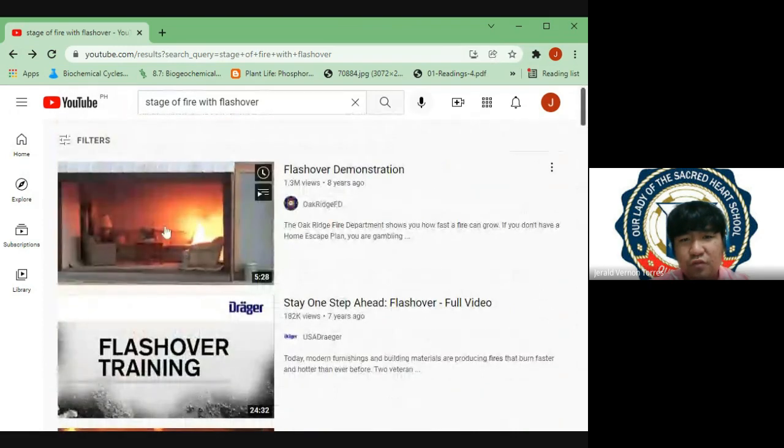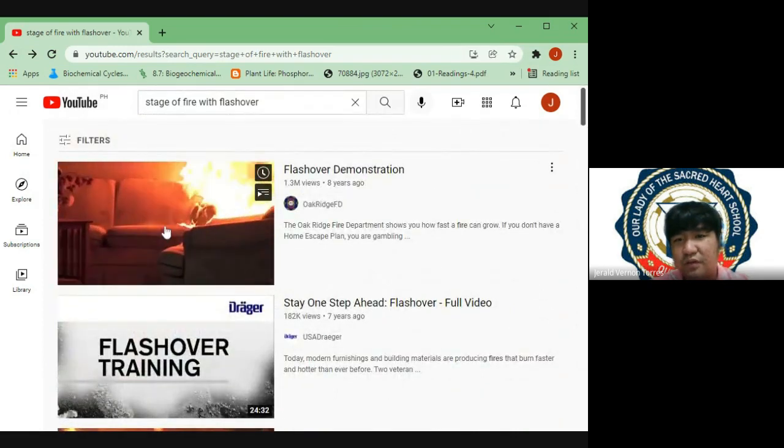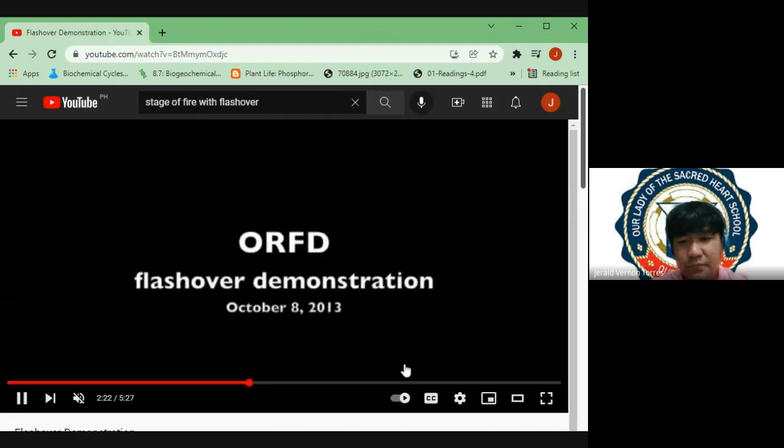Wala siyang flashover dito eh. I did not see the flashover here. Hindi siya apparent. Check nga natin.